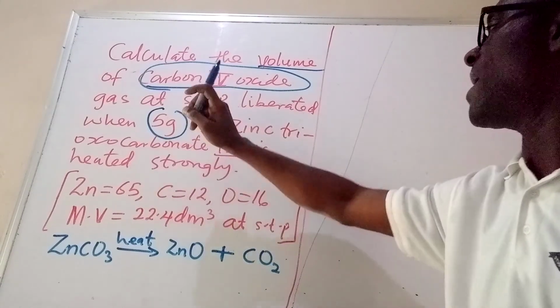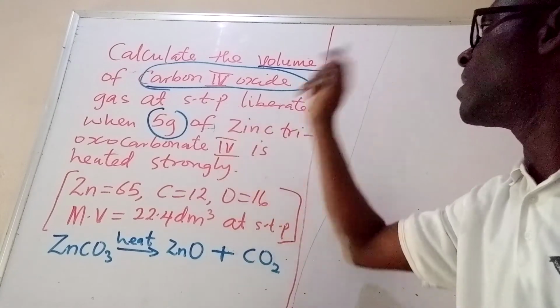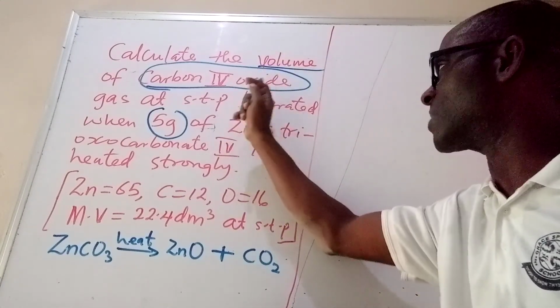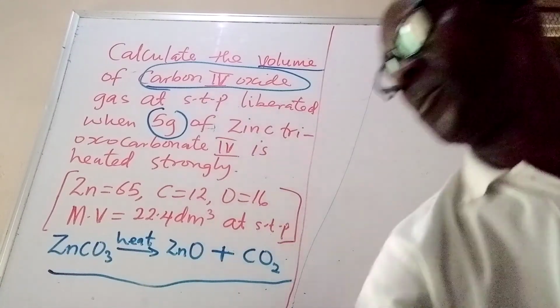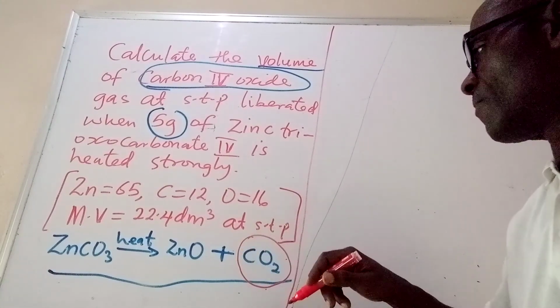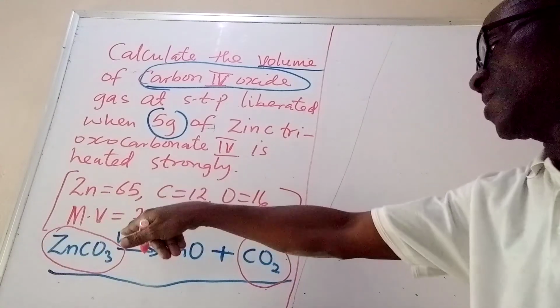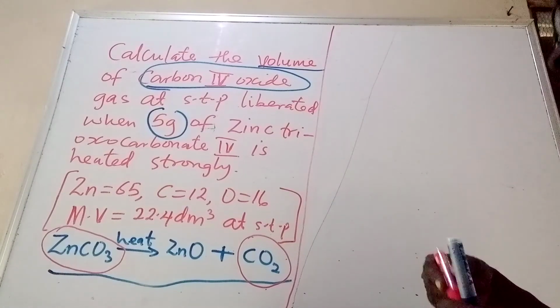That means I am given the grams of zinc carbonate while I am asked to find the volume of carbon 4 oxide liberated. This is the equation. So this is the carbon 4 oxide gas. We are calculating its volume. This zinc carbonate is heated to produce this. So how do I start?